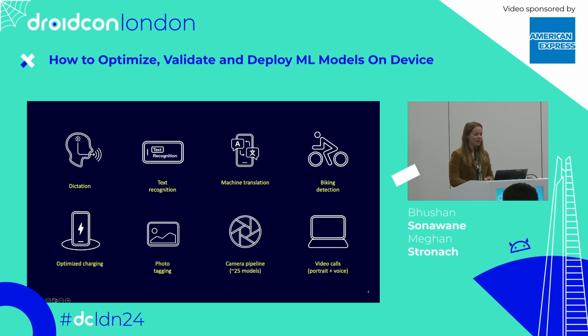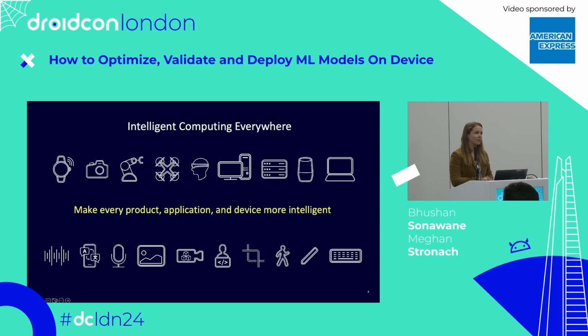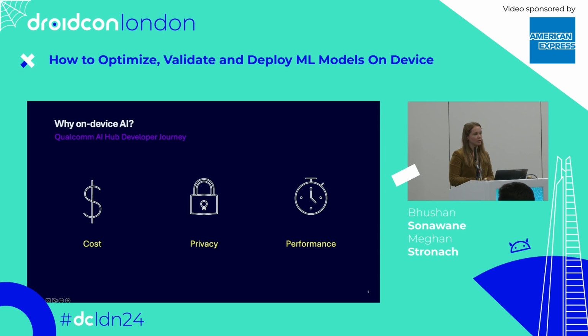So with that in mind, our goal is to make every product, application, and device more intelligent. And hopefully by the end of today's session, you'll agree with us that that's pretty easy to do. So focusing first on why on-device AI. The biggest reasons here are cost, privacy, and performance. With your model being on device, you don't have to worry about cloud costs and constantly incurring costs regardless of which cloud you're using. There's some cost there. But if it's on device, then you don't have to worry about that.